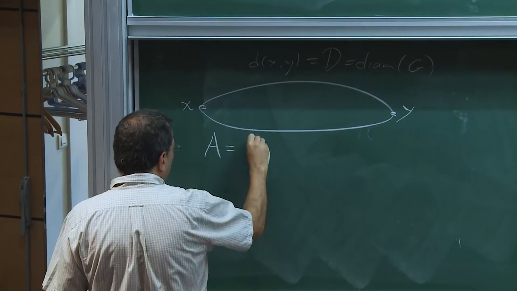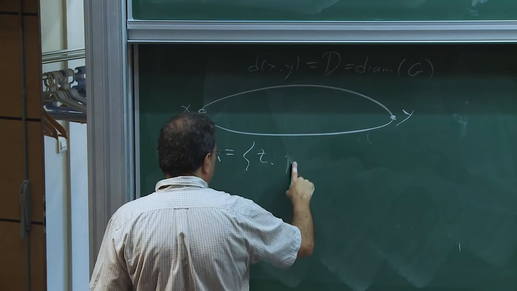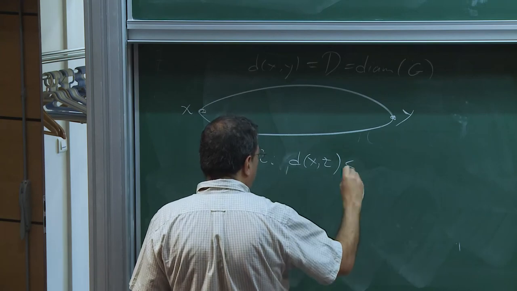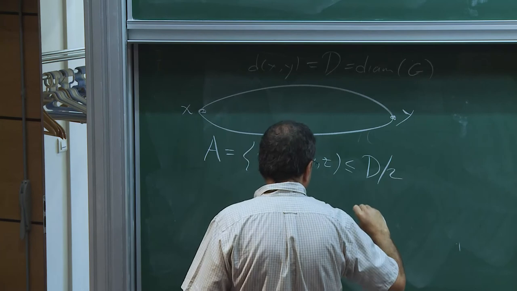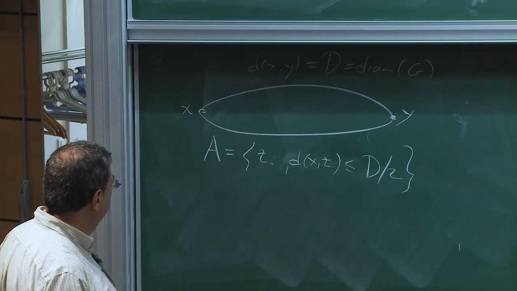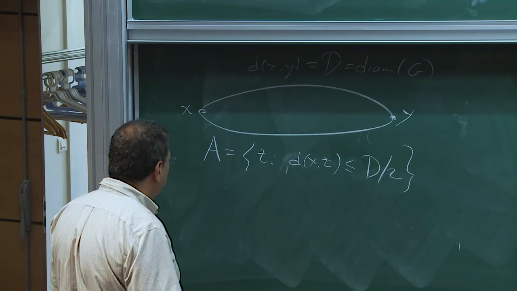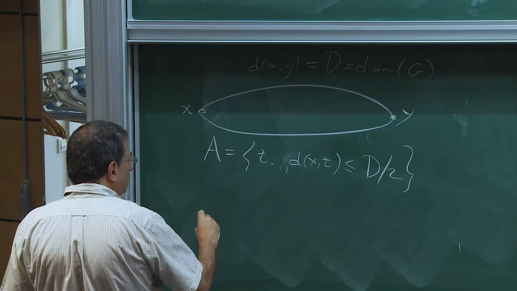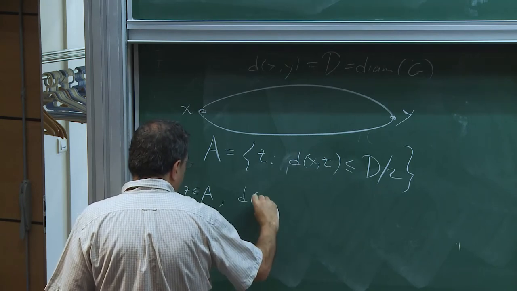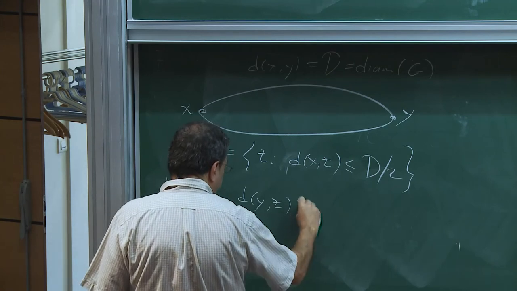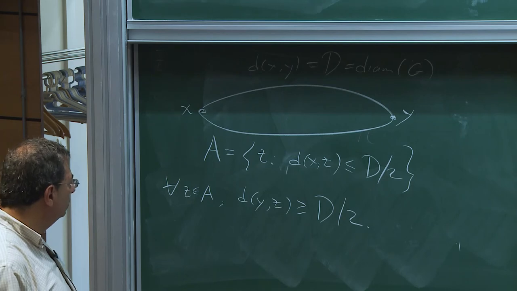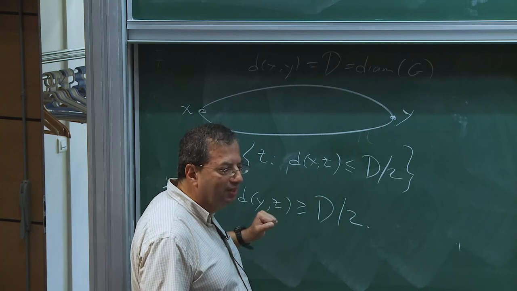Look at the set A, which are all the points z so that the distance from x to z is at most D over 2, and observe that for every z in A, the distance from y to z is going to be at least D over 2.